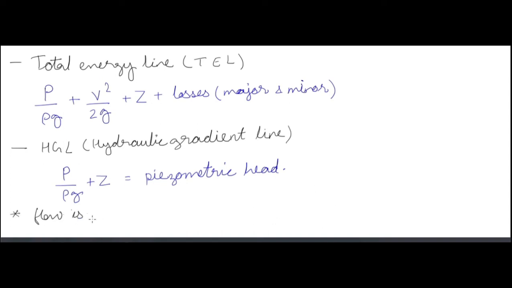Now flow is always from high head to low head, high energy to low energy. All these head terms are in meters, which means the unit is linear: meter, centimeter, whatever. So flow is always from high head to low head.